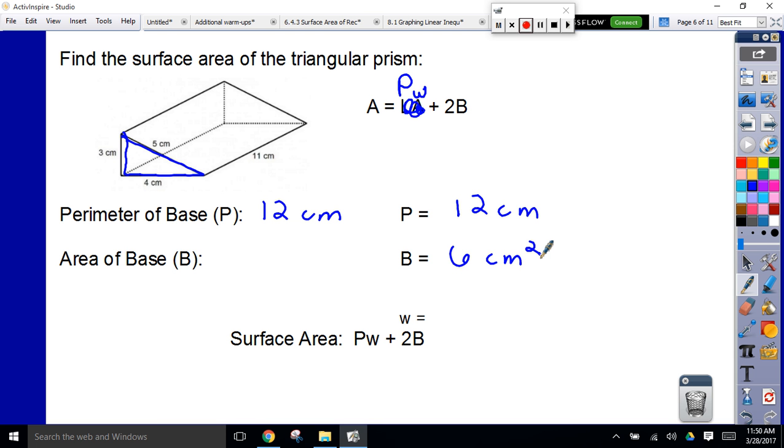Nathan, what's W for this? 5. No, W is the length of the segment connecting the two bases. So here's one base, here's the other base. 3. No, we want the length of the segments that are connecting the bases, these segments. 11. 11, there we go. So W is 11. Bryant, tell me how I plug these into the formula.